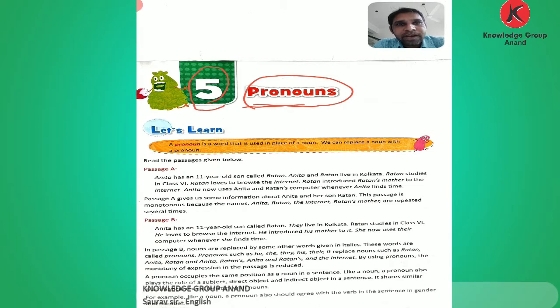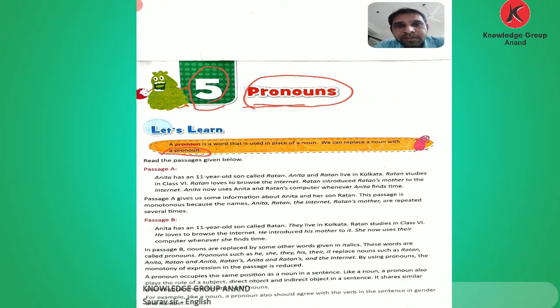So here is given the definition of a pronoun. Let's read it. A pronoun is a word that is used in place of a noun. We can replace a noun with a pronoun. That is the definition.